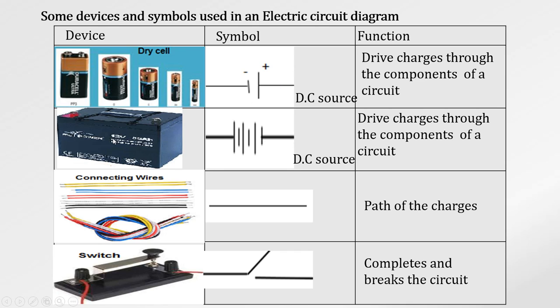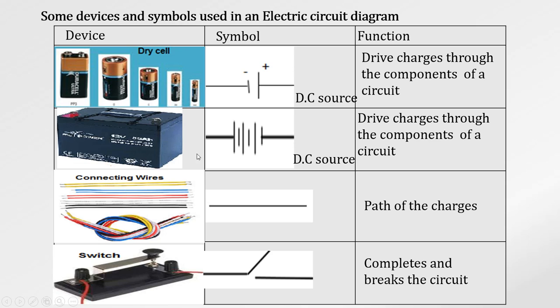Then there's the battery here. These are commonly known as batteries, but the scientific name for this is an accumulator. An accumulator here is also a DC source, direct current source. It's a group of cells. That's why I put 1, 2, 3. There can be even more. It's a group of what? Cells. We have connecting wires.